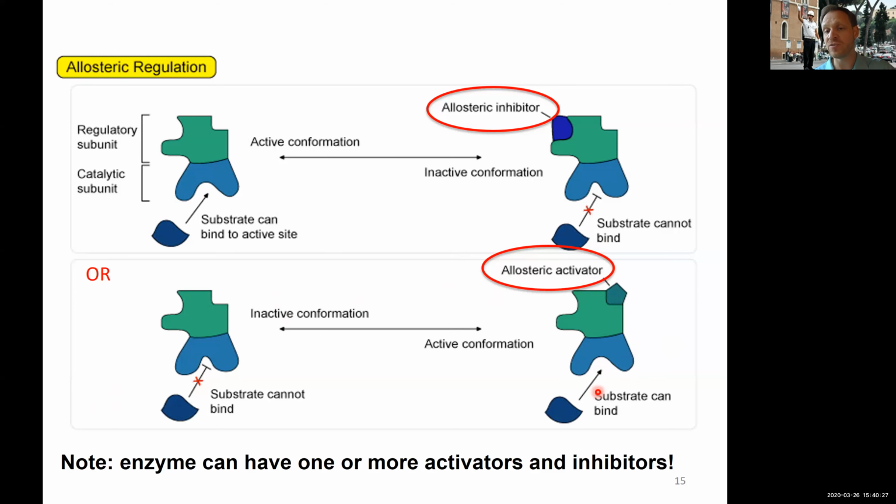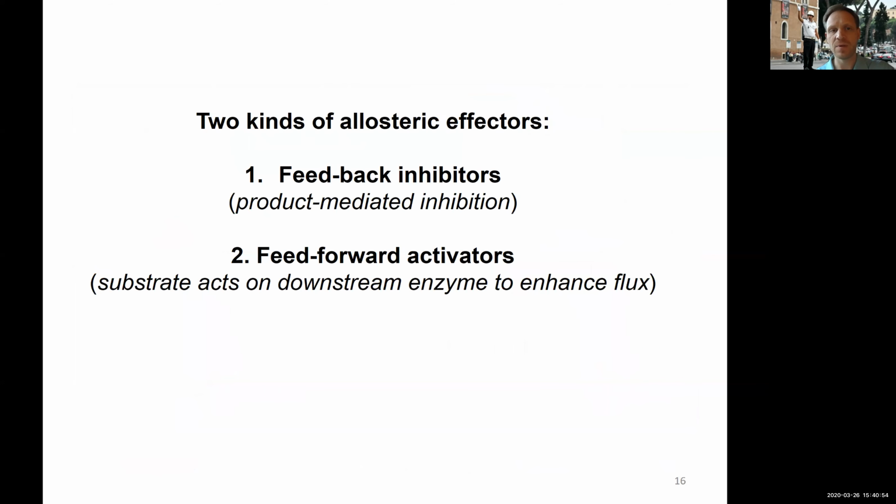And the reality is that many enzymes can actually have one or more activators and inhibitors. There are examples where you have far more than a dozen different metabolites acting as allosteric activators or inhibitors for one enzyme. And so thinking about inhibition and activation, there are two different kinds that we define: the feedback inhibitors and the feed-forward activators. We want to see some examples of those now and how they work.